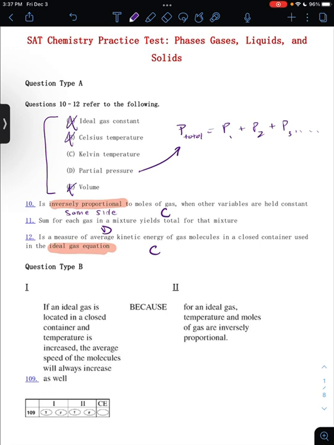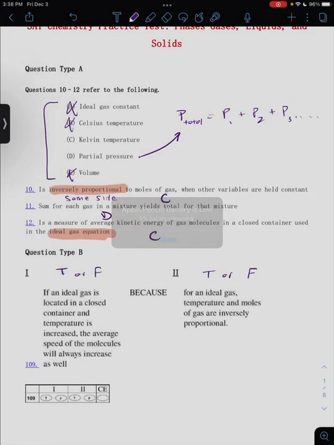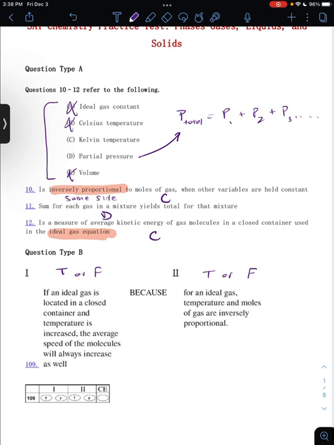Okay, so for number 9, we first want to say, is this true or false? If each of these individually are true or false. If an ideal gas is located in a closed container and the temperature is increased, the average speed of the molecules will increase as well. Okay, so that should make sense. If you increase the temperature of something, you're adding energy to the closed system, which therefore will increase the speed of the molecules. Okay, so we know that that first one's true.